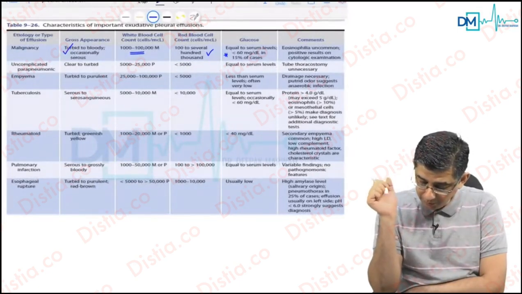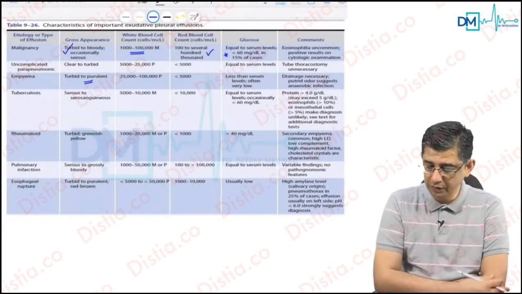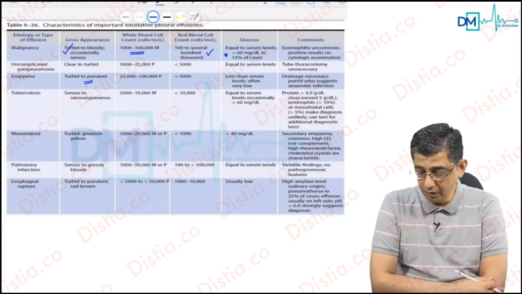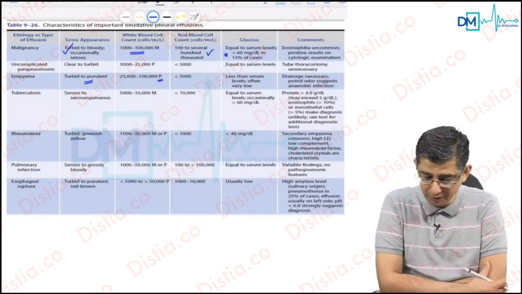When it comes to empyema, the description will say turbid to purulent fluid which has been removed, having 100,000 neutrophils, polymorphonuclear cells, present. That's always a cause of concern.